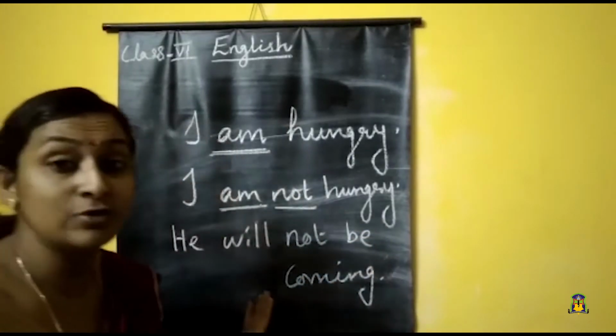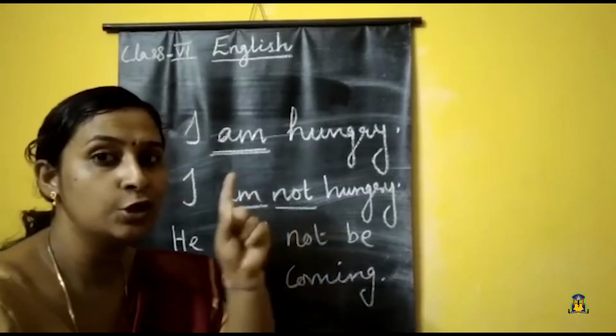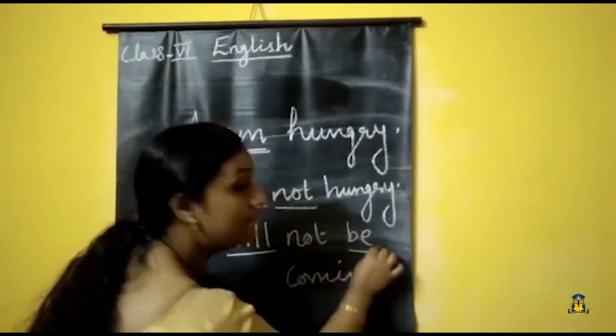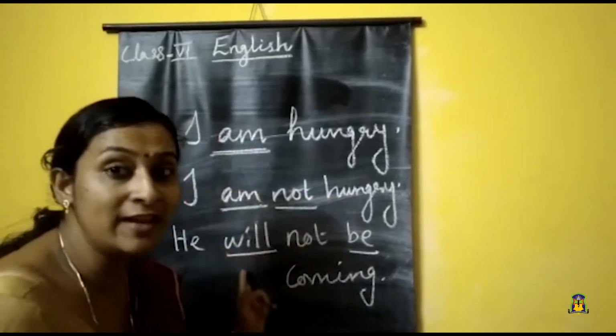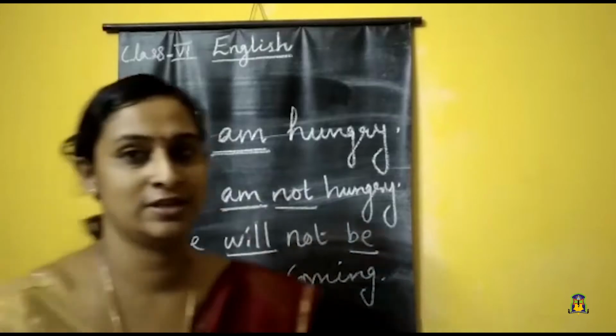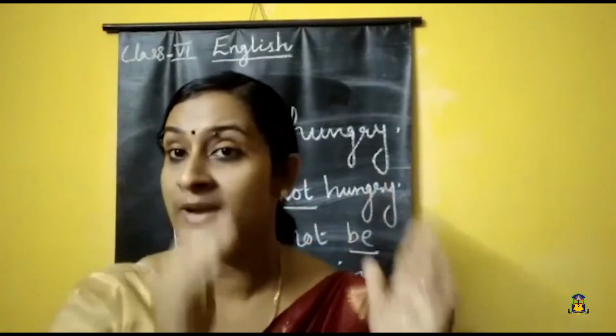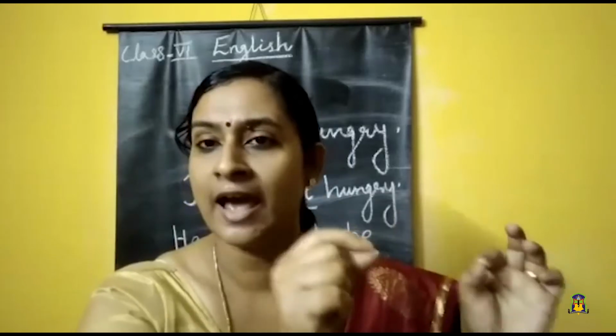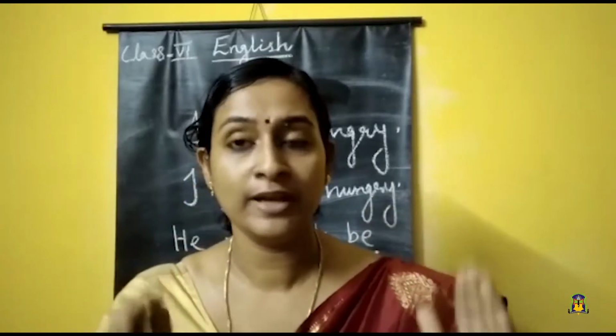Okay, in future tense, we put not between will and be. Got it? So, to form a negative sentence, we put not after the be form. In future tense, we put not between will and be. Okay, it's very important. You should keep it in mind.